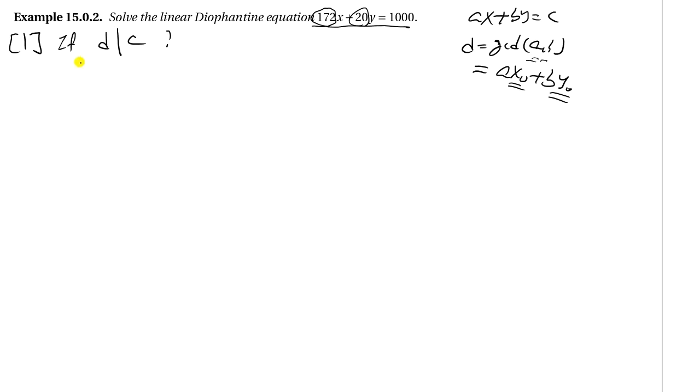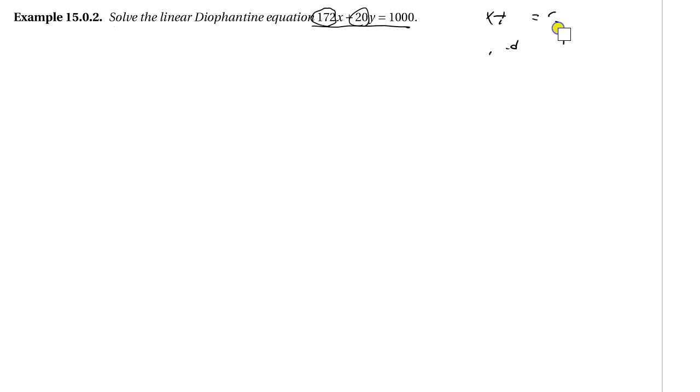We need to find the D, the greatest common divisor. And if it divides the constant, then we have to find those x0, y0 to get all the solutions. So let's just do it together. Do you remember what this extended Euclidean algorithm is? Let me follow those rules here.